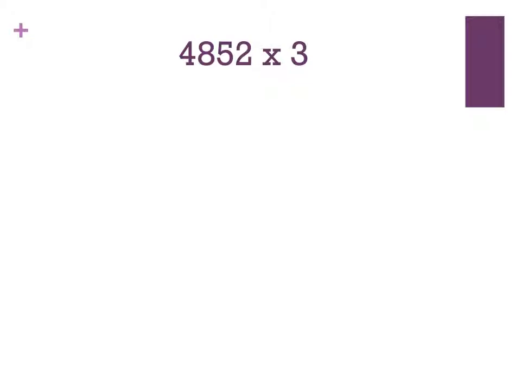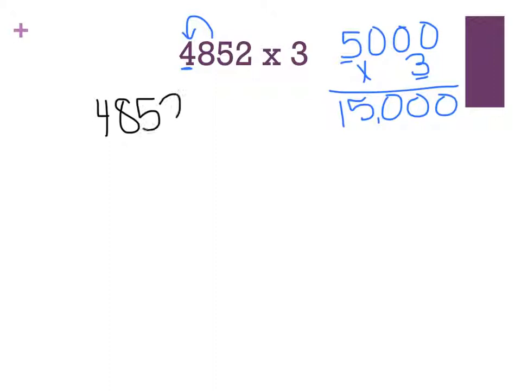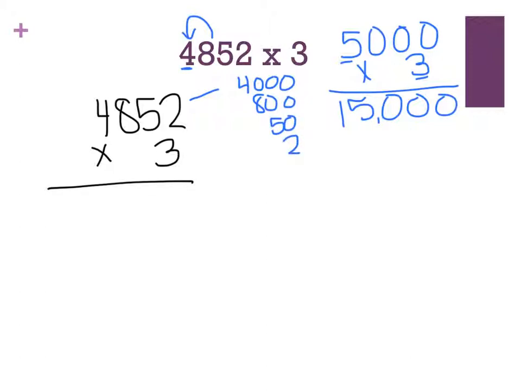Let's start with the estimate. 4,852 rounds to 5,000. If I multiply 5,000 times 3, 5 times 3 is 15. 3 zeros for the thousands. I have 15,000. To solve using partial products, I do 4,852 times 3. And I take apart 4,852 into 4 thousands, 8 hundreds, 5 tens, and 2 ones.